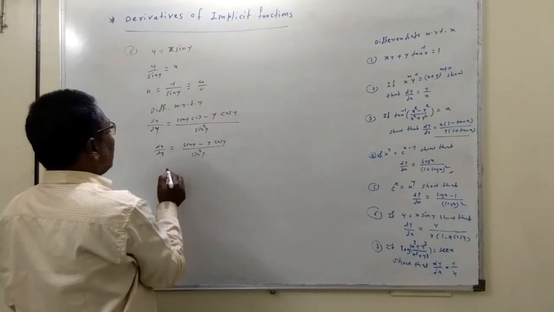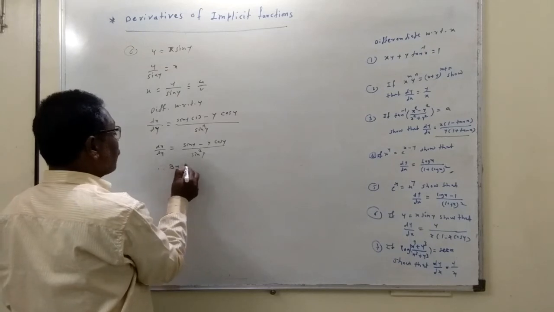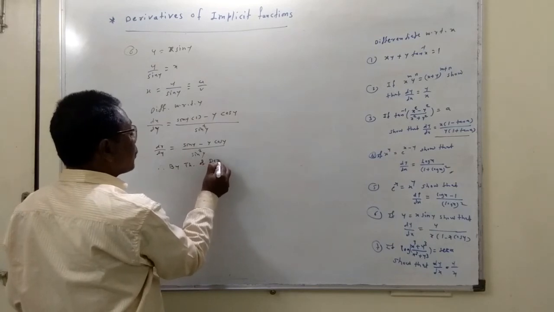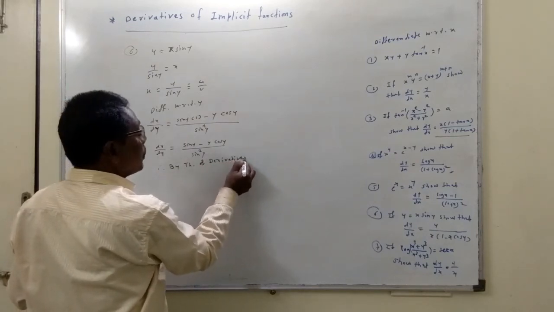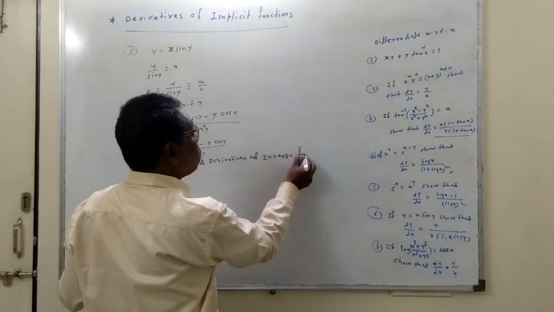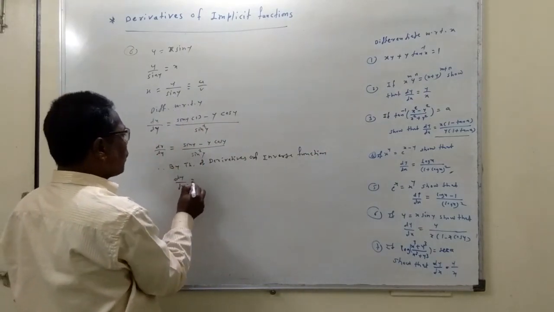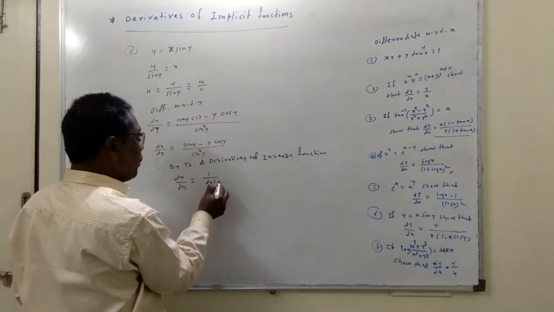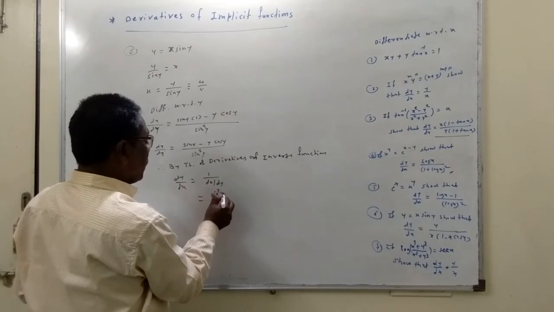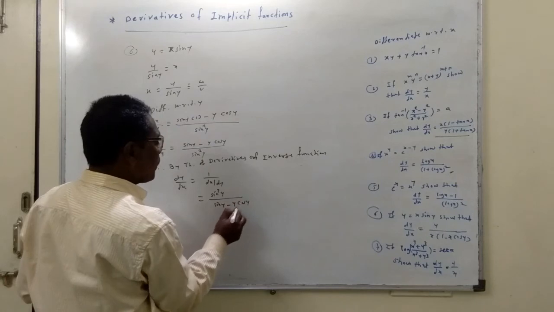So this is dx upon dy. Now our requirement is dy by dx. So therefore, by the theorem of derivatives of inverse function, dy by dx is equal to 1 upon dx by dy. So that is equal to sin square y divided by sin y minus y cos y.